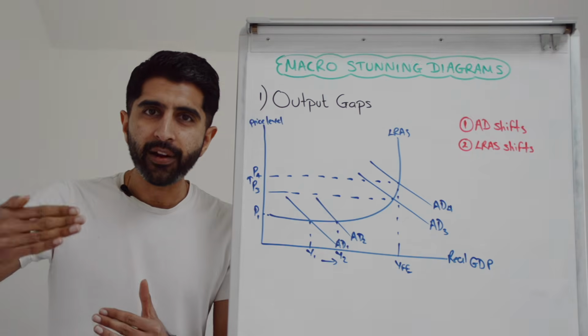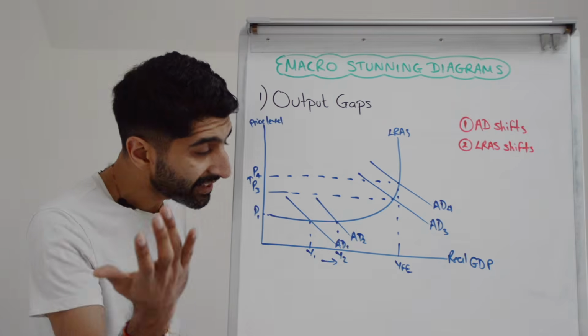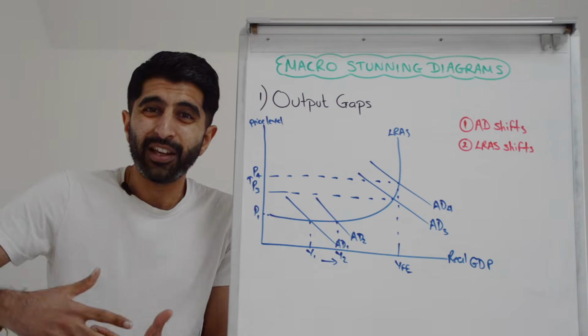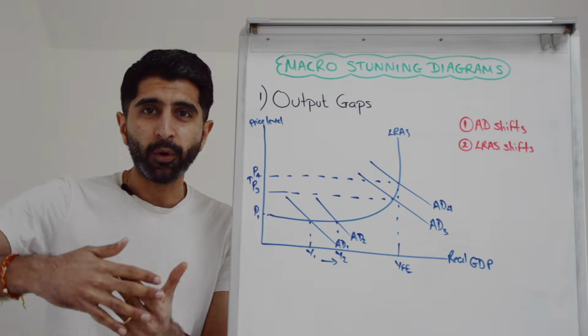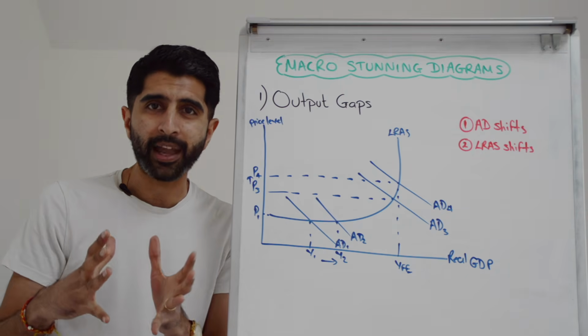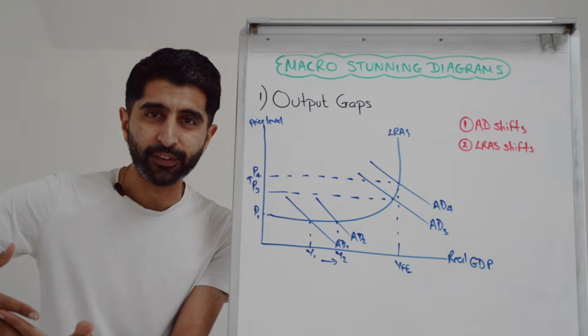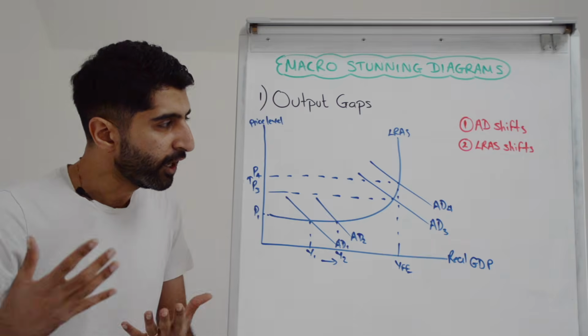Equally, if LRAS is shifting right from a situation of a large negative output gap at AD1, you can argue that actually that shift is barely going to do anything for macro performance. What's necessary is for demand side policies to be used that use up spare capacity in the economy, rather than supply side policies or an LRAS shift that creates more spare capacity, you might argue.